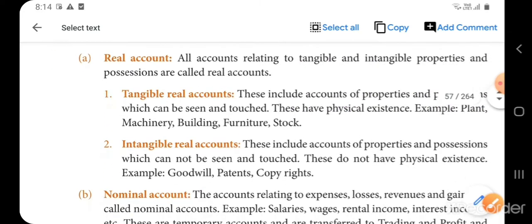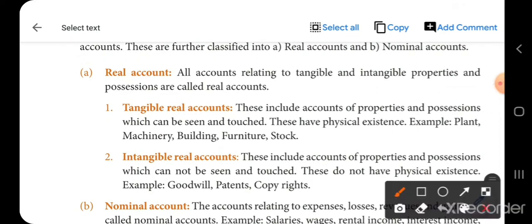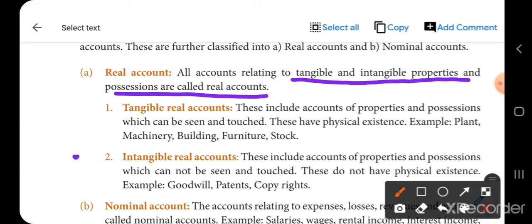Now, real account means all the assets. All accounts relating to tangible and intangible properties and possessions are called real accounts. Tangible means something which can be seen, felt, which has physical existence. We call it a tangible account or asset. These include the accounts of properties and possessions which can be seen and touched. Example, plant and machinery, building, furniture, stock.